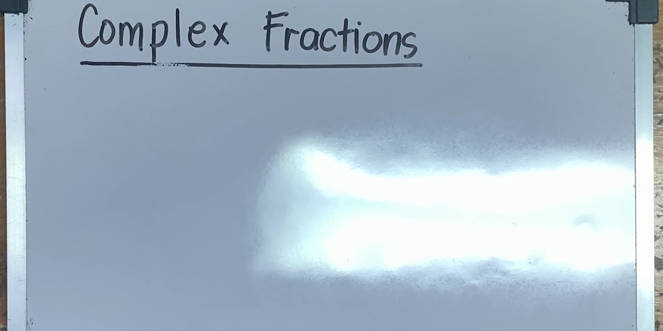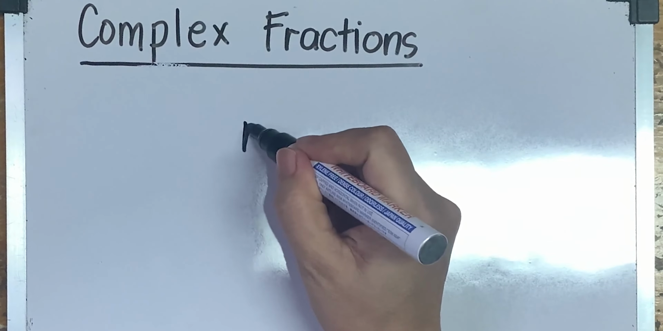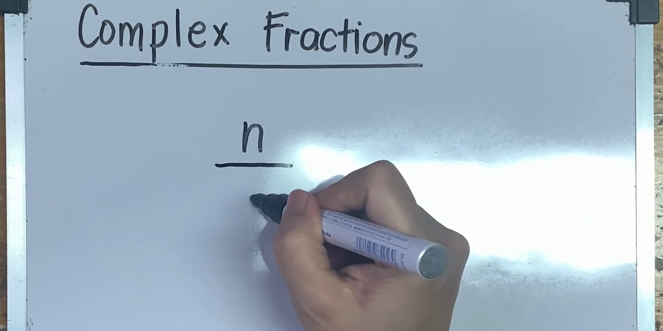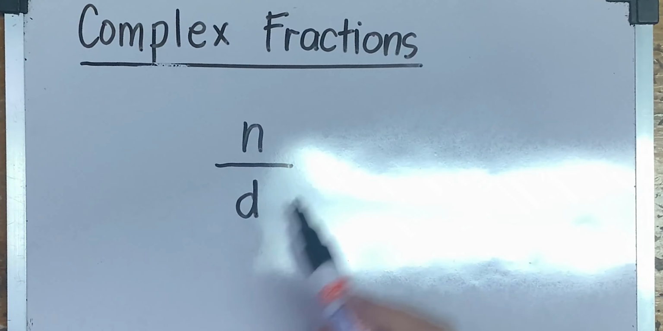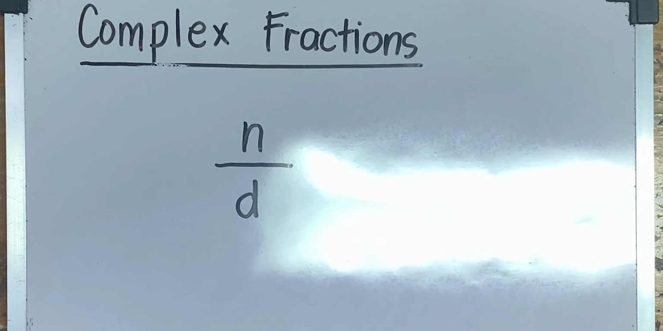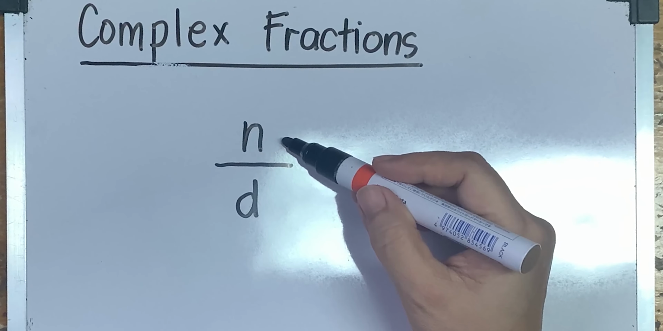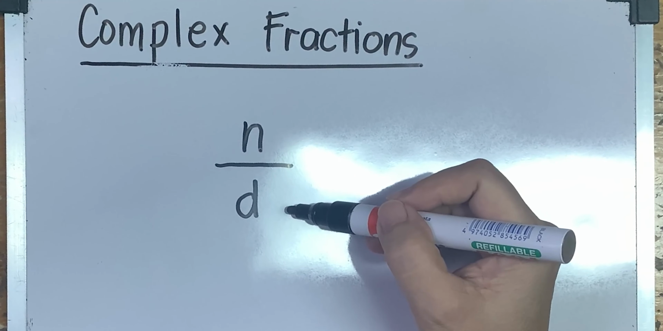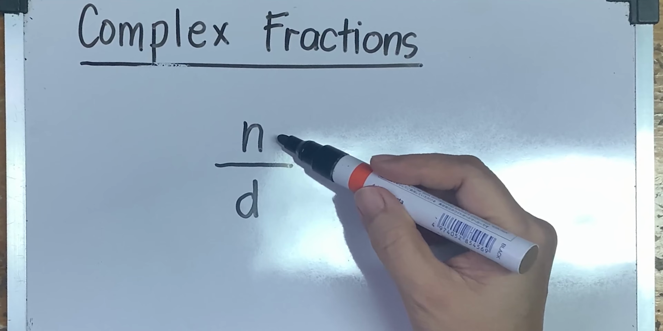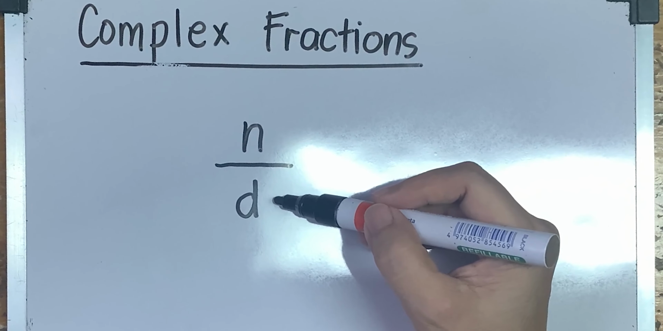First, let's define what is a fraction. We know that a fraction is a ratio of two numbers, namely the numerator, the number above this line, and then the denominator, which is the number below this line. Fraction represents division. Proper fraction is a type of fraction where the numerator is less than the denominator. Improper fraction is a type of fraction where the numerator is equal or greater than the denominator.